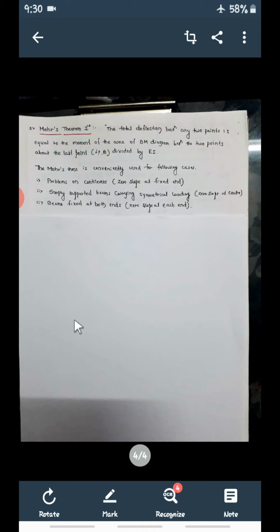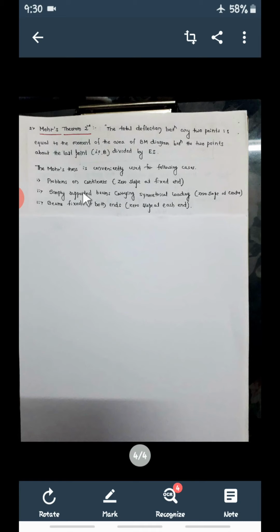So please remember, Moore's theorem 1 gives slope and Moore's theorem 2 gives deflection. Where are these theorems useful? Moore's theorems are conveniently used for the following cases. One is problems on cantilevers, that is zero slope at the fixed end. If a cantilever beam is given, you can use Moore's theorem to find the slope and deflection.